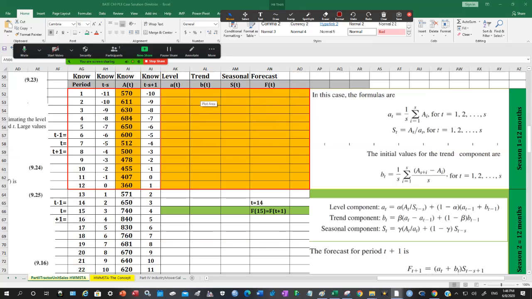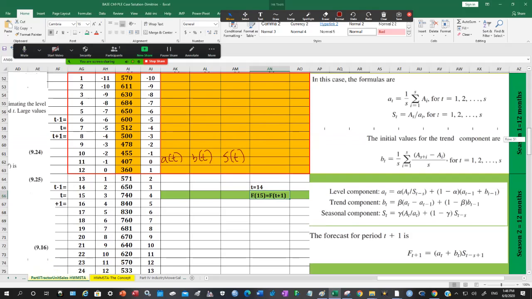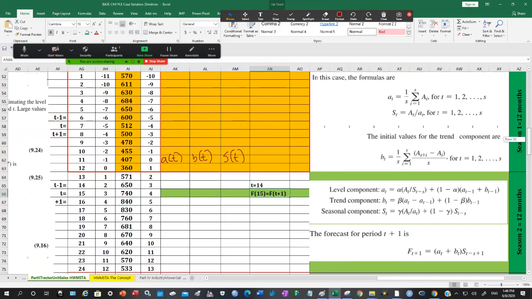This column here, I'm going to put the labels. This is A of t. This is B of t. This is S of t. Okay. And so I can move it up a little bit. Right here. All right.